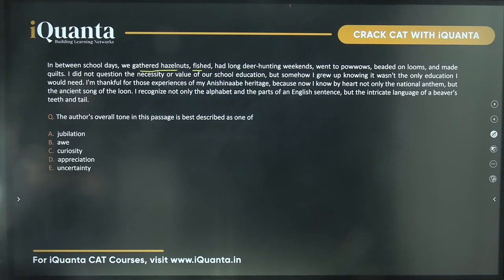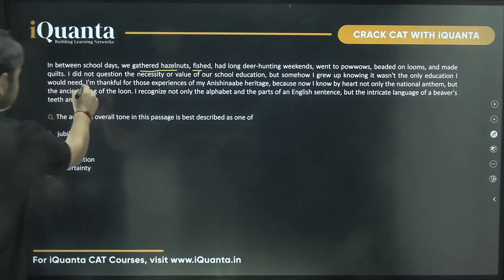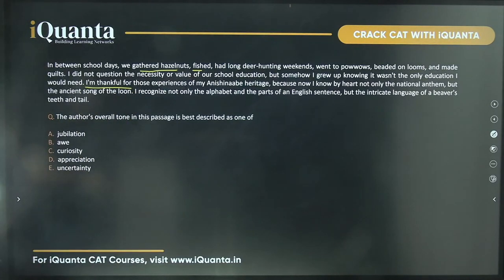I did not question the necessity or value of our school education, but somehow I grew up knowing it wasn't the only education I would need. I'm thankful for those experiences of my Anishinaabe heritage, because now I know by heart not only the national anthem, but the ancient song of the loon. I recognize not only the alphabet and the parts of an English sentence, but the intricate language of a beaver's teeth and tail. Beaver is an animal which lives near wet places, ponds especially.